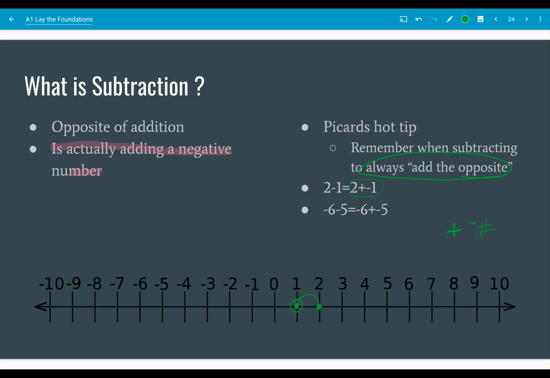Pause the video here. Finish writing stuff down in your notes as needed. Write any questions down on the left-hand side. And when you're ready, keep going.